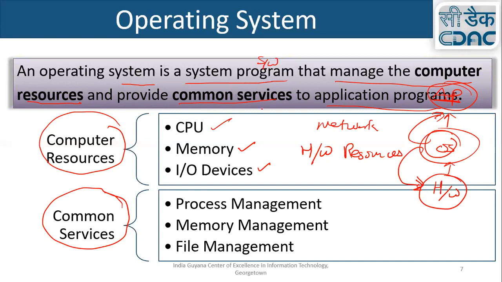Okay. So I'm saying that these are some computer resources like your hardware things: CPU, memory, IO devices, or your network. So the operating system manages these resources, and it provides some common services to application programs.